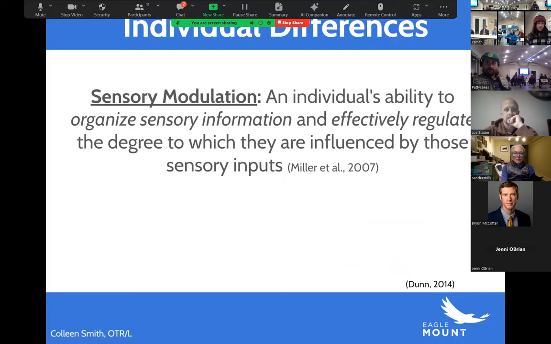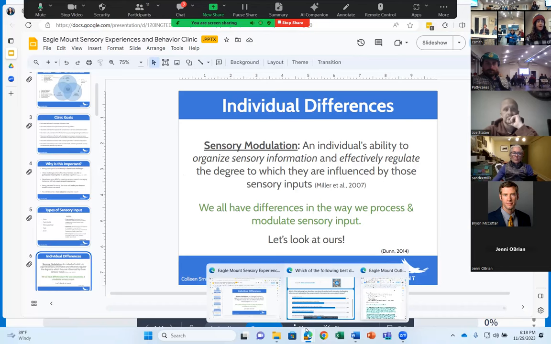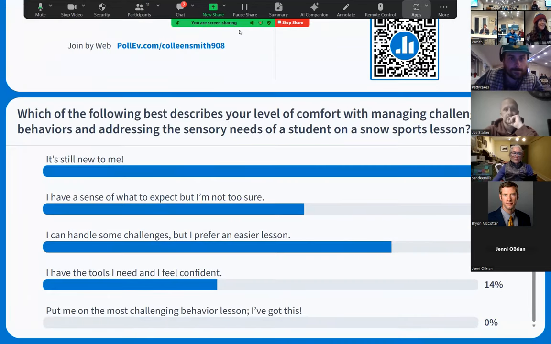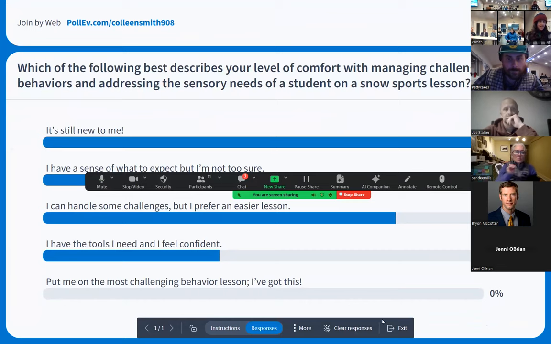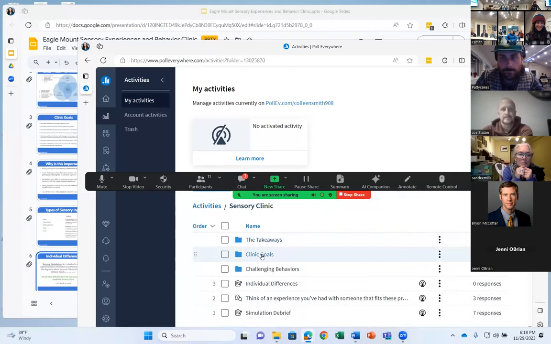It's just sort of how you make sense of input. I'm going to have you all try to go back to our polling thing, and if this becomes too clumsy, I will let it go, but I really want to try to use it because it's pretty cool. Okay, now, how do I get out of here? Exit. I swear I practiced this.